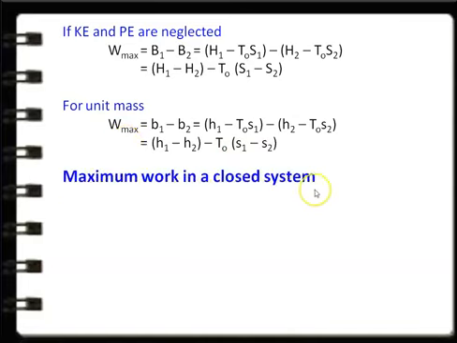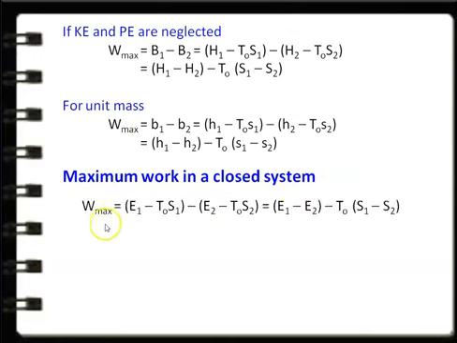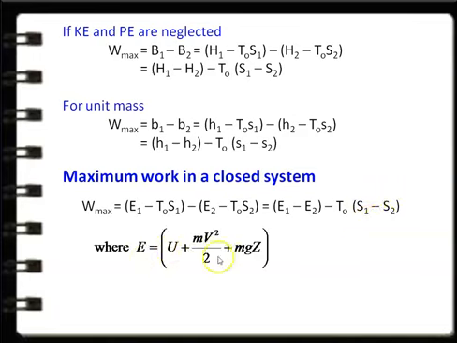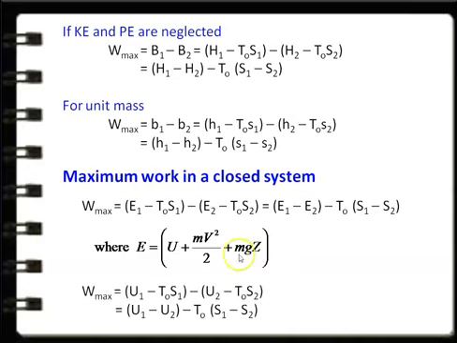Similarly, maximum work in a closed system, that is non-flow process. Now W maximum equals E1 minus T0S1 minus E2 minus T0S2, equal to E1 minus E2 minus T0 into S1 minus S2, where E equals U plus mv square by 2 plus mg into Z. U is the internal energy, V is the velocity of the fluid, and Z is the height from the datum. And W max here equals U1 minus T0S1 minus U2 minus T0S2, or U1 minus U2 minus T0 into S1 minus S2. That is the maximum work for a closed system.